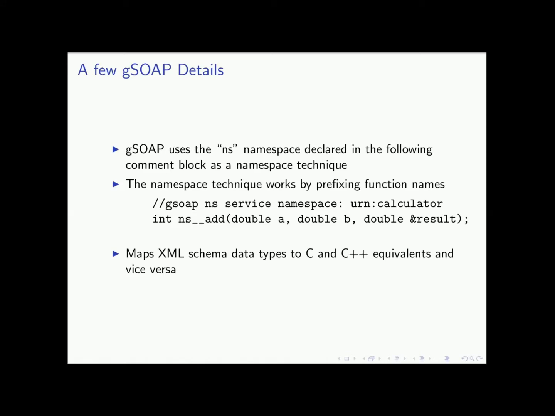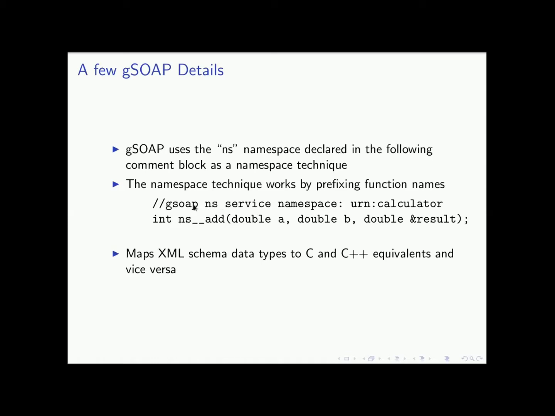So a couple of things I'd like to touch on that you need to be aware of if you decide to give gSOAP a whirl is you need to understand that the ns character or string inside of this comment here, this comment right here where it says gsoap ns service. Now that ns between gsoap and service is the line where you declare what your namespace is going to be for these functions that follow. So for example, I'm using the namespace urn:calculator, which maps to these functions.